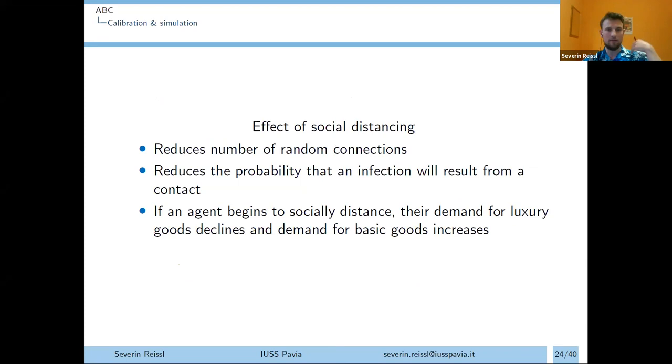The third effect of social distancing is that if an agent begins to socially distance, their demand for luxury goods will decline and their demand for basic goods will increase.